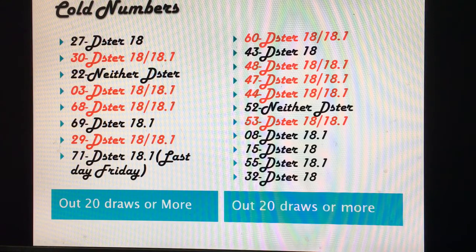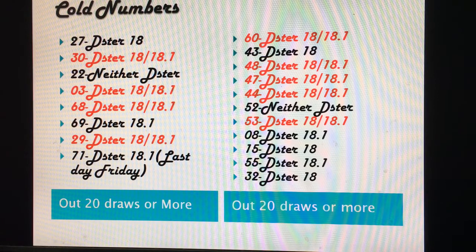27 appears on Decker 18. 30 appears on both Deckers. 22 is a code number that is not on either Decker. So I don't think 22 will be coming out on Friday's draw, even though it's a code number. I would neglect 22. Or play it only on one ticket.